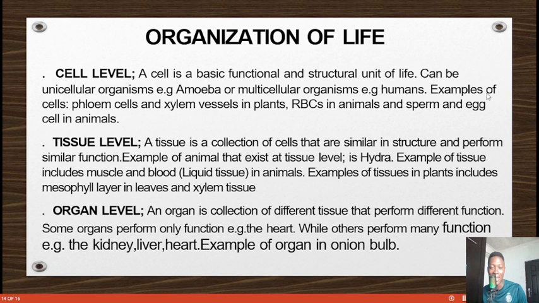See what I said here. Examples of cells in plants will include the phloem cells and the xylem vessels. I want you to find out what these guys do. Phloem cells and xylem vessels. But we're going to be talking about it at one point when we talk about transport systems in plant and animals. But there are cells in plants. See, examples of cells in animals. Red blood cell.